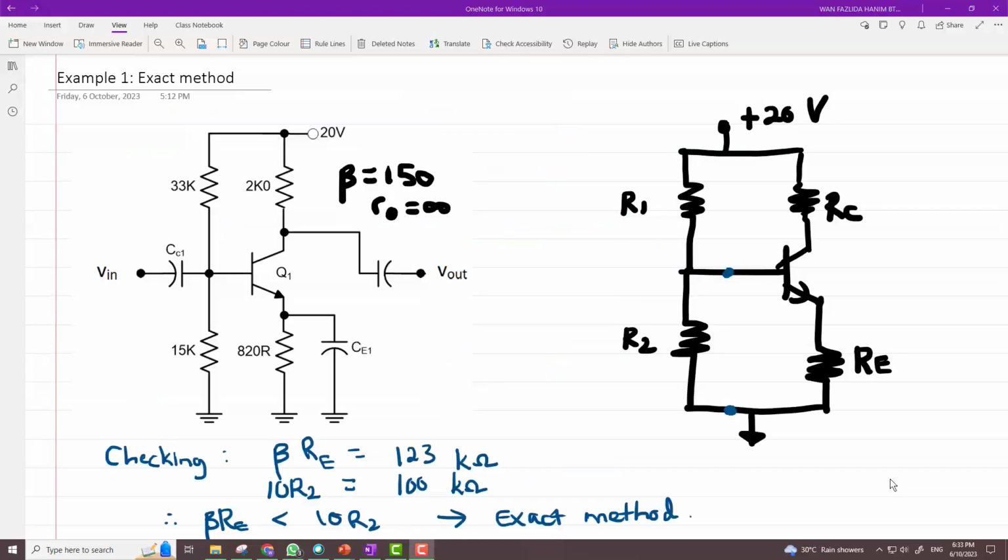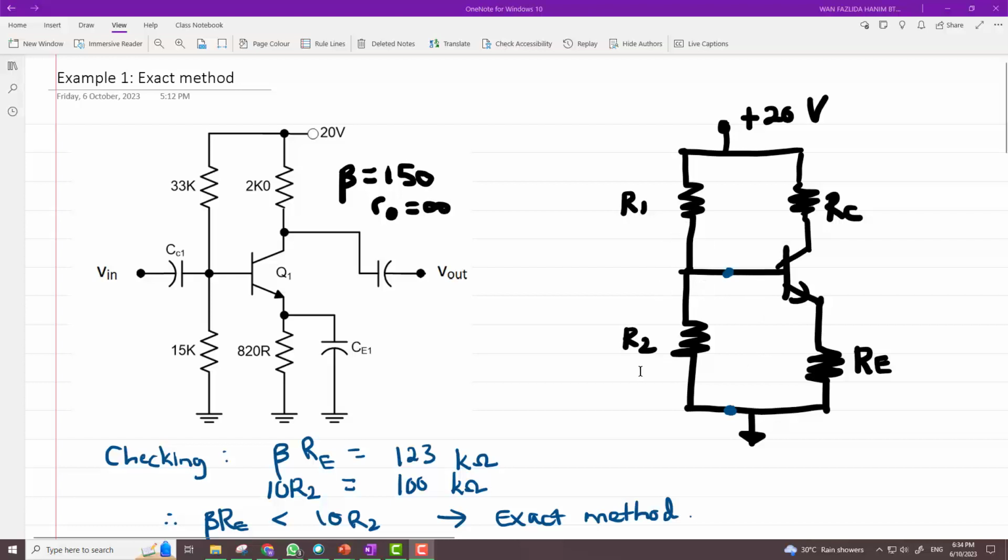it's not going to be a problem. This is an example where the values of R1, R2, RC and RE are replaced with values 33 kilo ohms, 15 kilo ohms, 2 kilo ohms and 820 ohms, powered by 20 volts. Beta is given to be 150 and output resistance is assumed to be infinity. I draw this equivalent circuit and I get the circuit on the right.